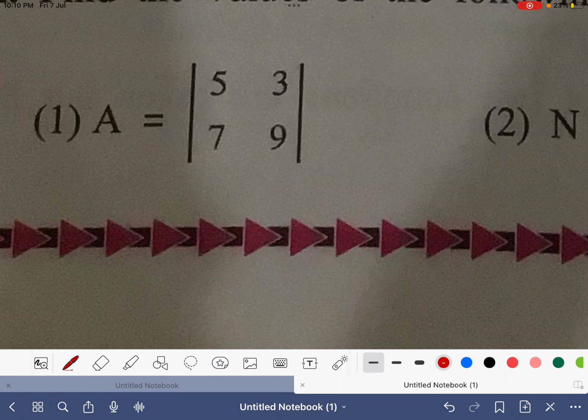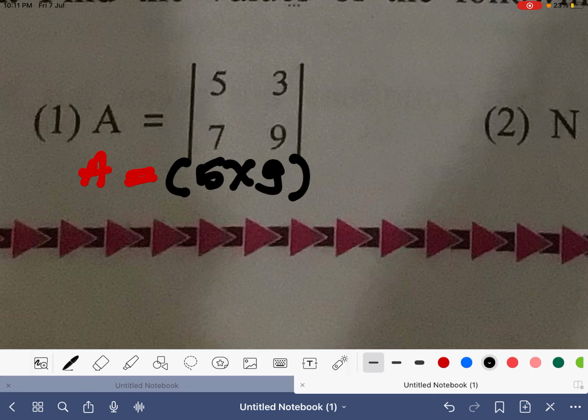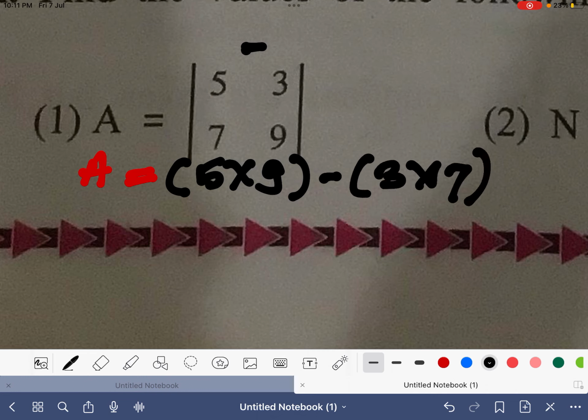So determinant A is equal to, what is the target? Multiply 5 with 9 and 7 with 3. So take a cross multiplication. Now simply put a bracket. So 5 into 9, write down 5 multiplied by 9. Bracket complete. Now in between these two, always keep in mind we have to put a minus sign. So minus of 3 multiplied by 7. Clear?